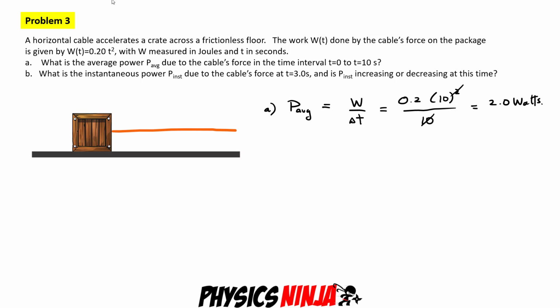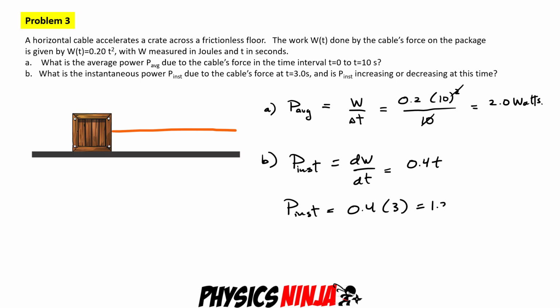It says, what is the instantaneous power due to the cable's force at this specific time? How would we get the instantaneous power? The instantaneous power is the rate at which work is done. That means you have to differentiate the work with respect to time. That is a pretty straightforward one, right? You take the derivative of 0.2 t squared, which gives me 0.4 multiplied by t. Now they want you to evaluate this at exactly 3 seconds. So you substitute the 3 seconds inside here, and what you get is 1.2 watts.